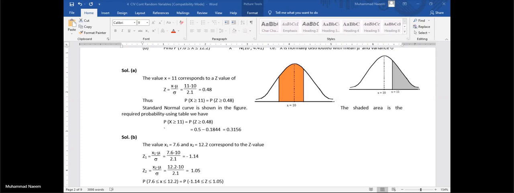So actually we have this situation. Let me explain. I'm drawing the diagram. The mean value is 3.5.